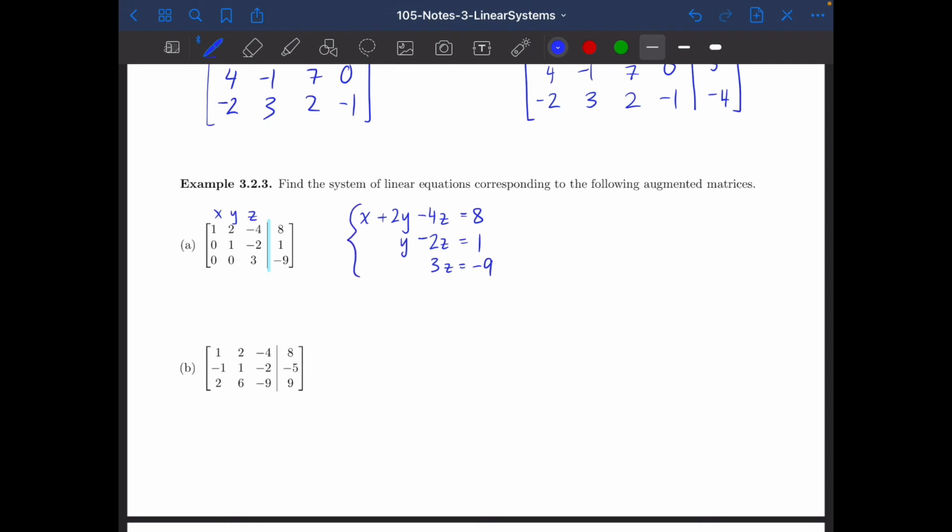Now we could have also chosen different variables. A common choice would actually be to choose x1, x2, and x3 as our variables. So we can also write this system of linear equations using those variables. We would get x1 plus 2x2 minus 4x3 equals 8, x2 minus 2x3 equals 1, and 3x3 equals -9.